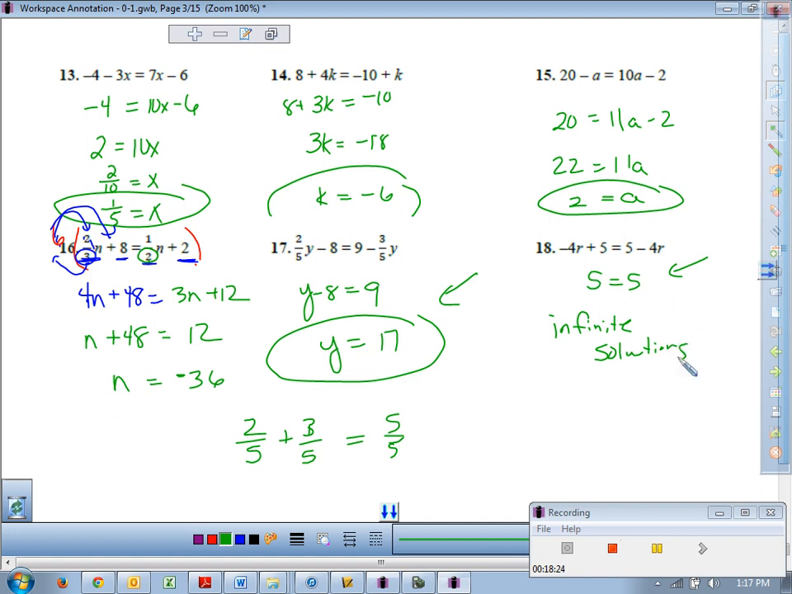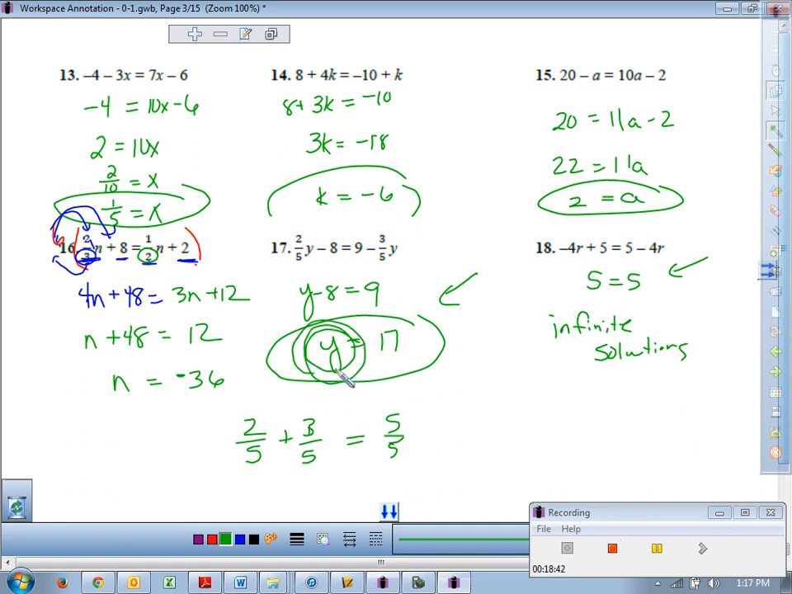What if it wouldn't have been 5 equals 5? What if it had been like 5 equals 7? Do a yes or no problem on that. Does 5 equal 7? No. So how many solutions would there be then? No solutions. If you say no to the yes or no question, there are no solutions. If you say yes to it, there are infinite solutions.